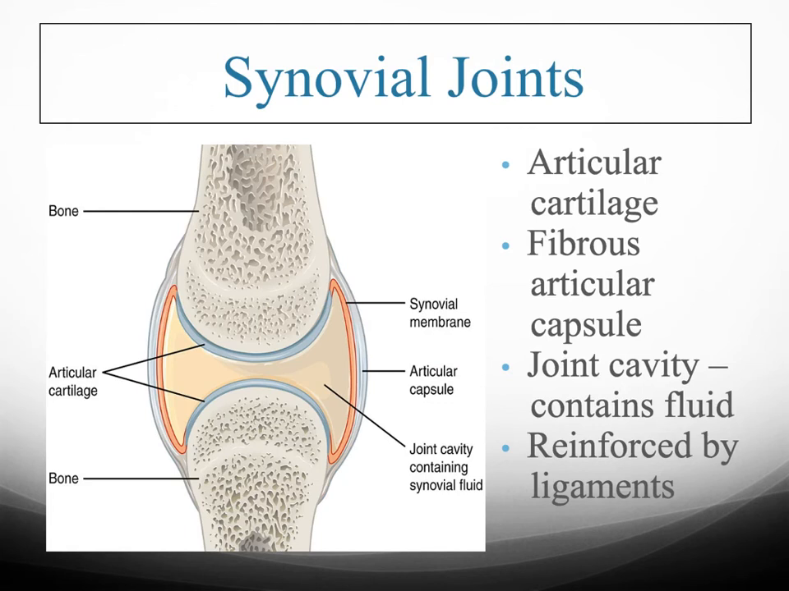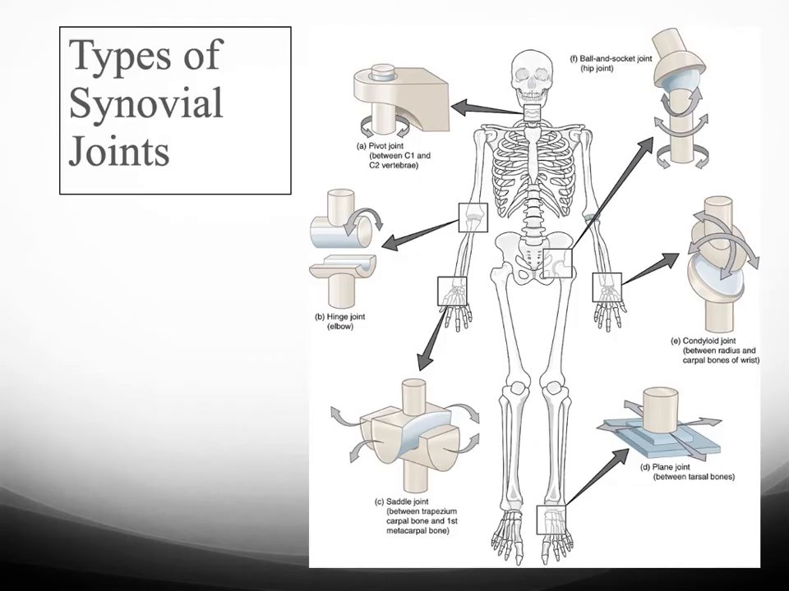Okay, just to show these in a little bit more detail, your synovial joints, they are reinforced by ligaments. This is where you get most of your movement. And there's lots of different types. Hinge joint, pivot joint, ball and socket, the plane joint, the saddle joint. Okay, sorry I had to pause there for a little bit. There are A through F different types of synovial joints.